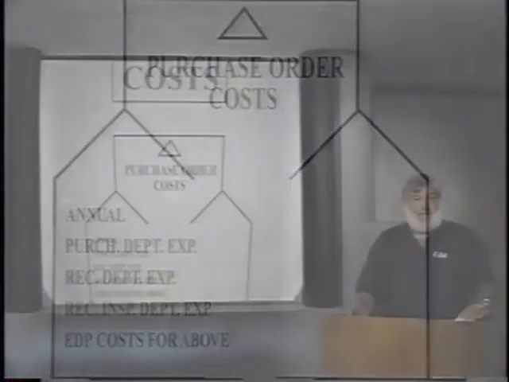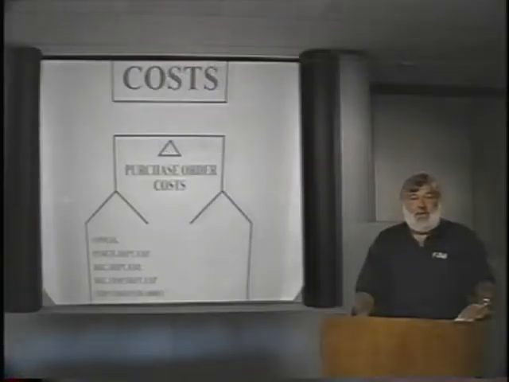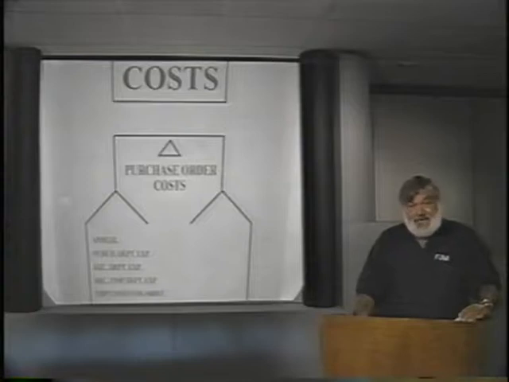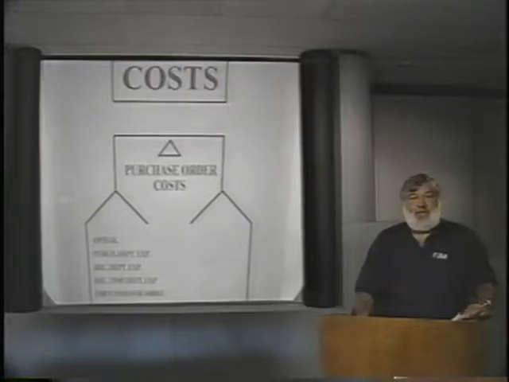If I add those all together and divide by the number of annual purchase orders I'm going to issue for the following year, and I divide that into that total annual cost, I'm going to get what is called the average purchase order cost.